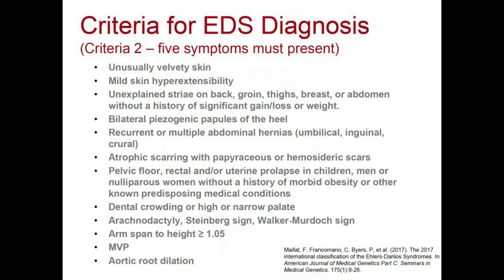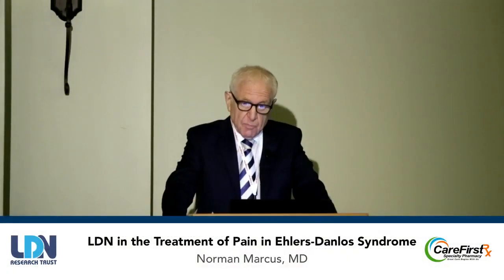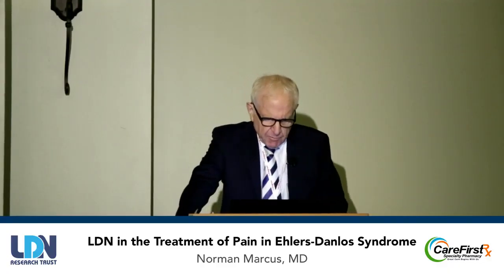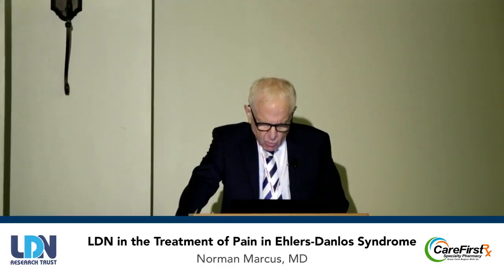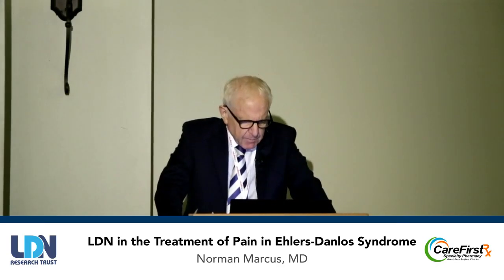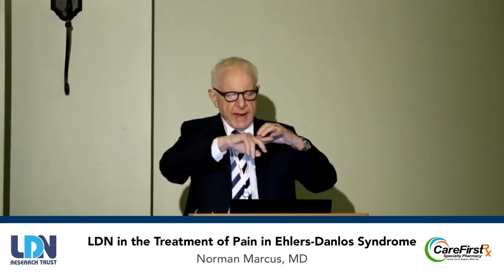And the first is unusually velvety skin. Second is mild skin hyperextensibility. So if you have unexplained stretch marks in adolescence, bilateral piezogenic papules, if you don't know what that is, ask me afterwards. If you have recurrent or multiple abdominal hernias, atrophic scarring with papyraceous scarring, so if the scar is papery thin, pelvic floor or rectal or uterine prolapse, dental crowding or high narrow palate, arachnodactyly, which is long narrow fingers.